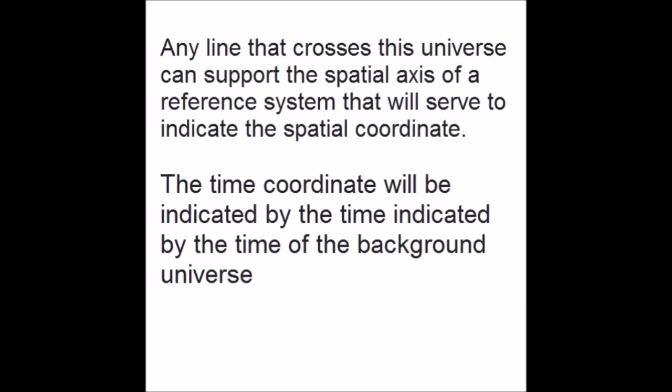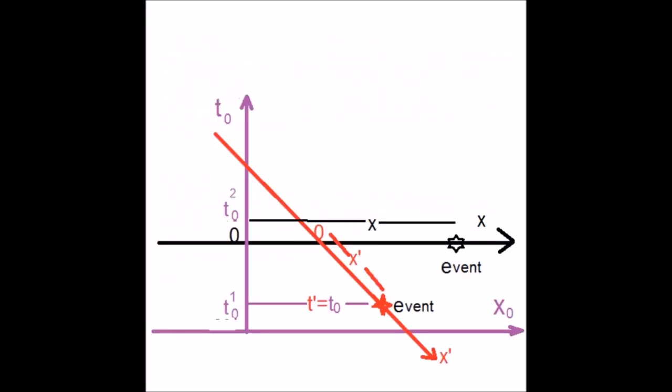Postulates. Any line that crosses this universe can support the spatial axis of a reference system that will serve to indicate the spatial coordinate. The time coordinate will be indicated by the time coordinate of the background universe. In the figure we see two frames of reference. A black meter stick that for ease we call the station reference. It is stationary and each point of the meter stick marks the same time. All the clocks are synchronized.